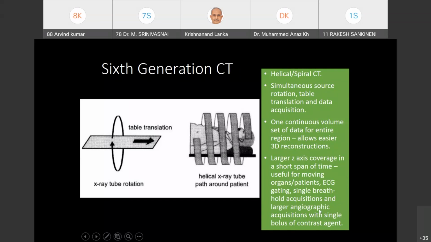So for example, nowadays people are doing interventional neuroradiology or interventional cardiology. For them, they use sixth generation CT because they can get a larger angiographic acquisition with a single bolus of contrast agent. So you can see the blood vessels clearly and how the blood is flowing. So dynamically you are able to see what is happening in the patient's body, right? So it is helical.